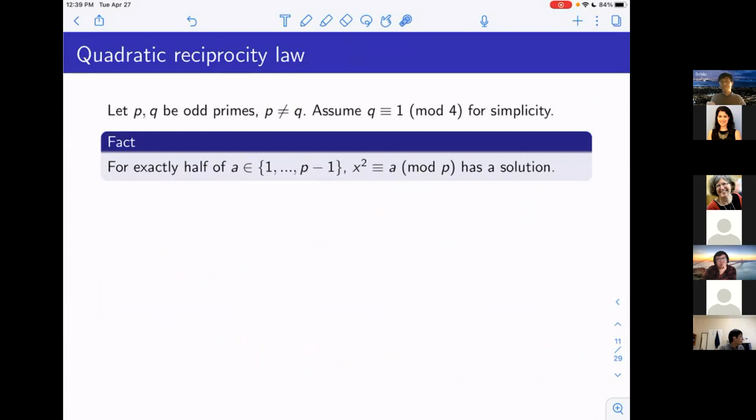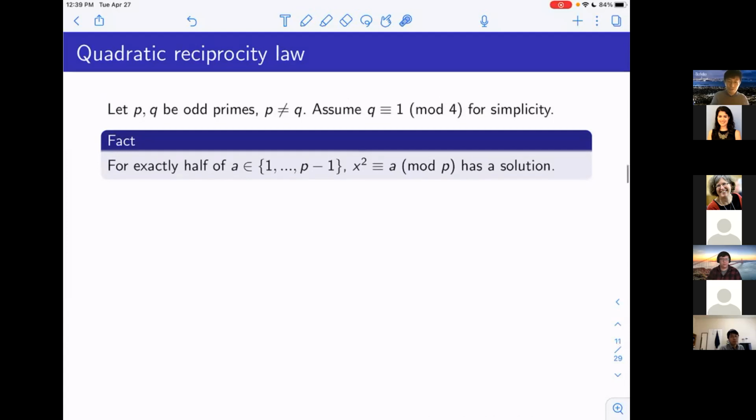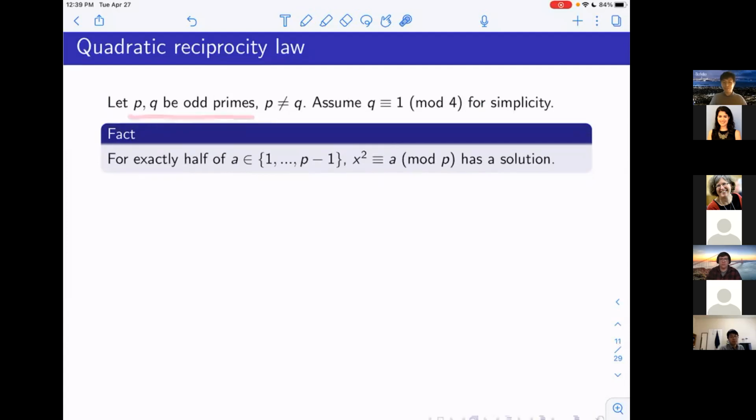The next case is a degree 2 equation, or quadratic equation. When you try to do this, the basic case is to find a square root. You want to solve an equation of the form x squared equals something, modulo a prime. So this is what we are going to do. For this, let P and Q be distinct odd primes, and Q is 1 mod 4 for simplicity. You can do this more generally, but then the statements are slightly more complicated, so I'll just avoid that.